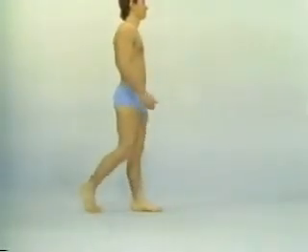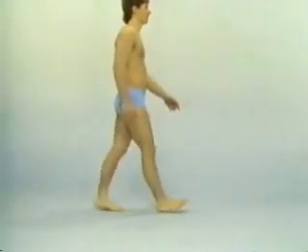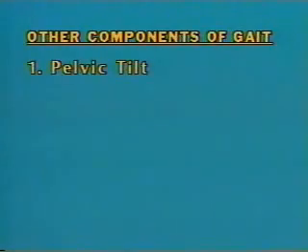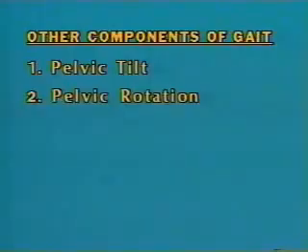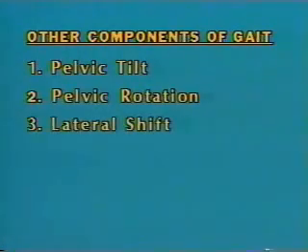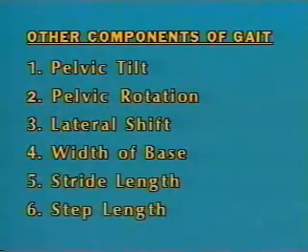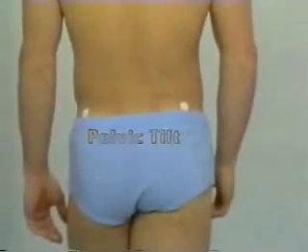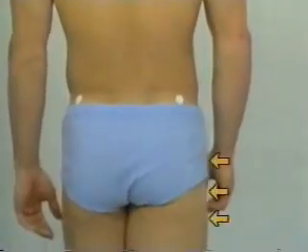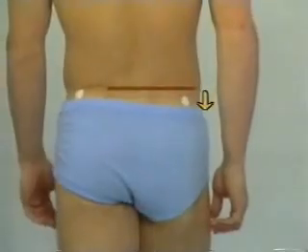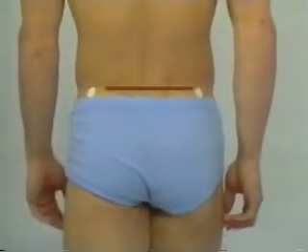As well as the various components previously discussed, there are several other components of gait which the examiner must observe. Pelvic tilt, pelvic rotation, lateral shift, width of base, stride length, and step length. Pelvic tilt. During normal gait, the pelvic crest on the side of the swing leg drops approximately 5 degrees below the horizontal at mid-stance of the opposite leg.